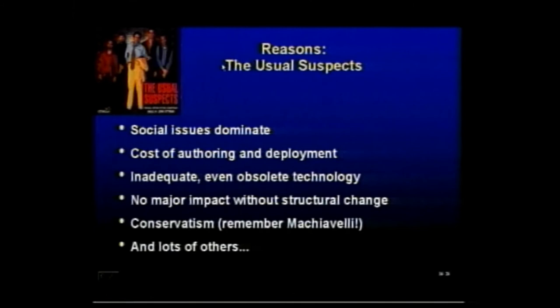Now, why? The usual suspects. And I won't have time to go through this. Social problems like dysfunctional or non-existing families, crime, poverty, and so on, they dominate. So when we try to think about educational tool fixes, we should remember where the hardest problems lie. Conservatism is a big issue. We do need radical change, and conservatism comes very difficult to our society.